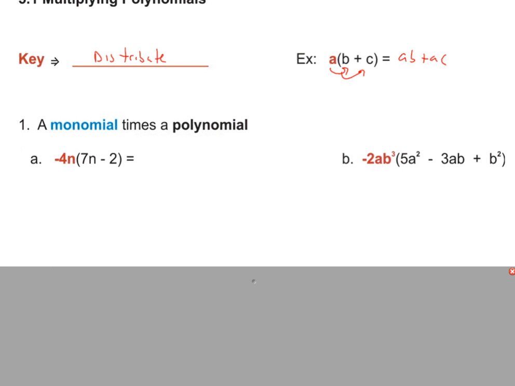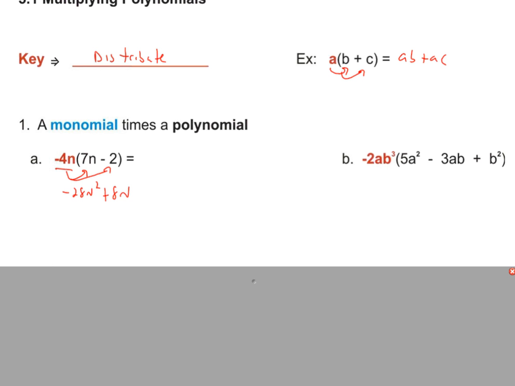First one, a monomial times a polynomial. So what do you have out in front of this binomial right here? This is one term, a monomial. All right, no big deal. We're just going to distribute. Negative 4n times a 7n, negative 28n squared. Be careful with your n. That is an n squared, not an n. And a negative 4n times a negative 2 is a positive 8n. That's it. You distributed. Piece of cake.